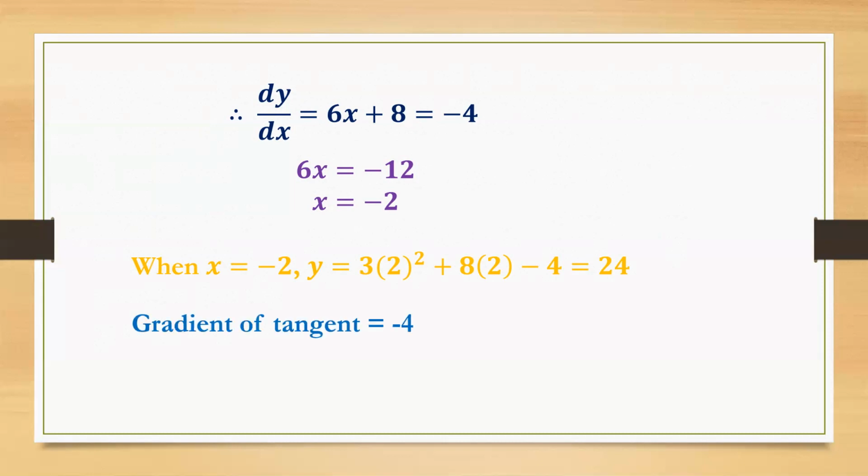Gradient of tangent is given as negative 4. Therefore, what will be the gradient of normal? It will be minus 1 over minus 4, which is 1/4. So we know the gradient of tangent. We know the gradient of normal. We have 1 point lying on the lines, (-2, 24). So we can now find the equation of a tangent and the equation of a normal.